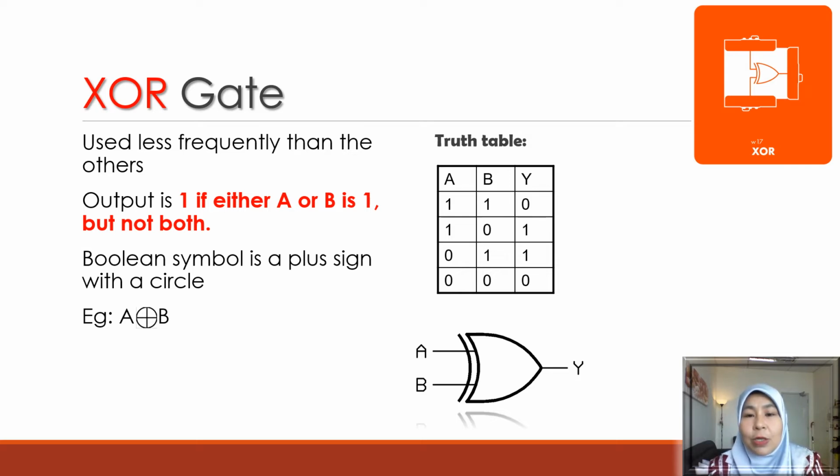The truth table is showing two inputs, which are A and B, with one output, which is Y. So if the inputs for both are 1, the output will be 0. But if at least one input is 1 while the other is 0, then only the output will be 1, or true. But if both inputs are false or 0, the output will be 0. Below is the example of how we draw the XOR circuit. It actually looks like an OR gate, but with another line at the back.